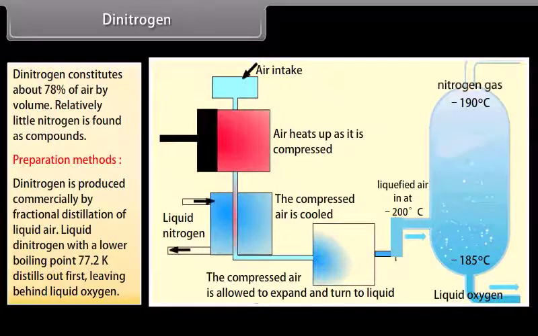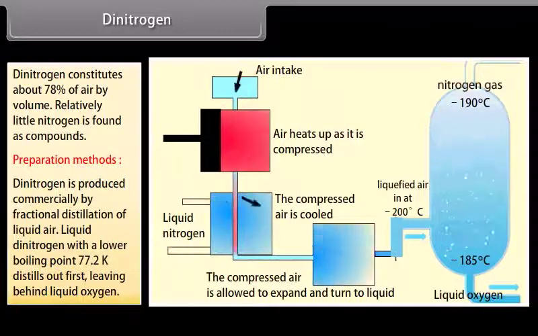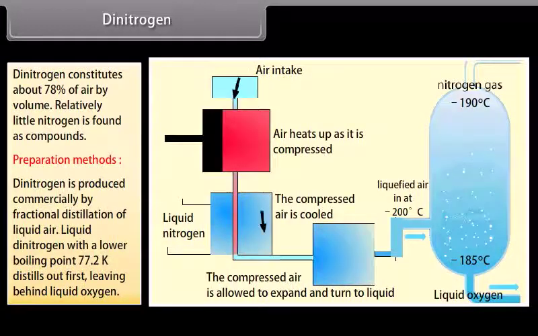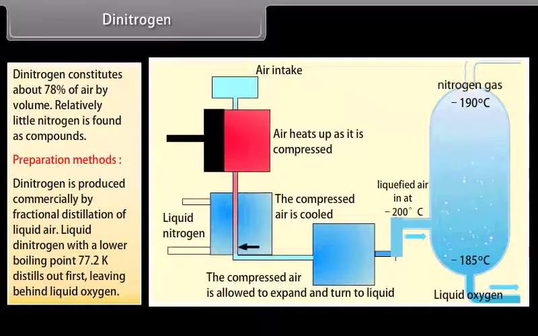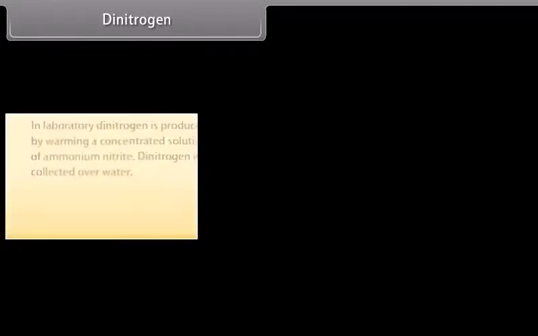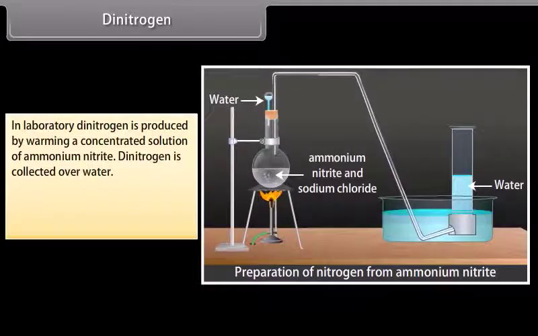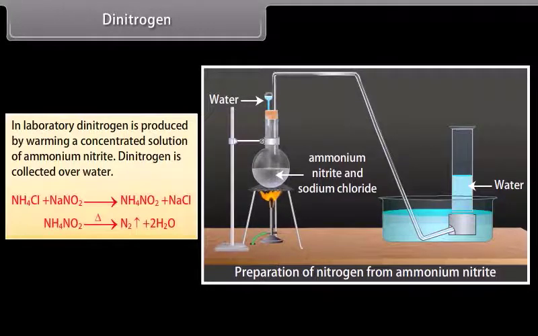Liquid dinitrogen, with a lower boiling point, 77.2 Kelvin, distills out first, leaving behind liquid oxygen. In the laboratory, dinitrogen is produced by warming a concentrated solution of ammonium nitrite. Dinitrogen is collected over water.